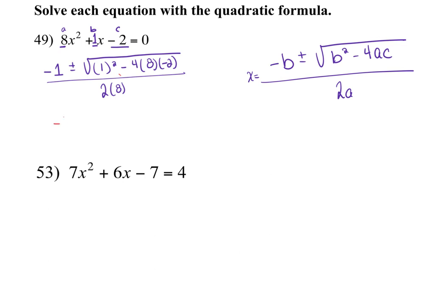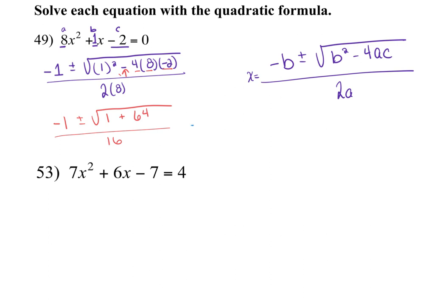So for this one, I have negative 1 plus or minus the square root of 1, and then 4 times 8 is 32, times negative 2 is negative 64, but I'm subtracting a negative, so plus 64, right? Plus 64 all over 16. All right, so just make sure that when you do your positives and negatives, you pay attention to that.